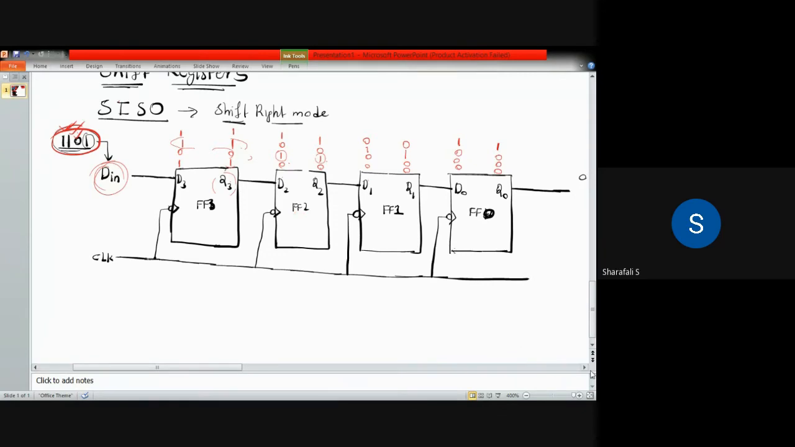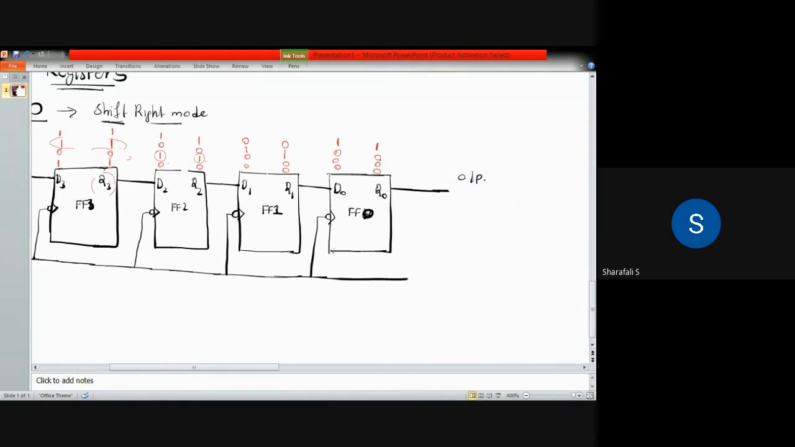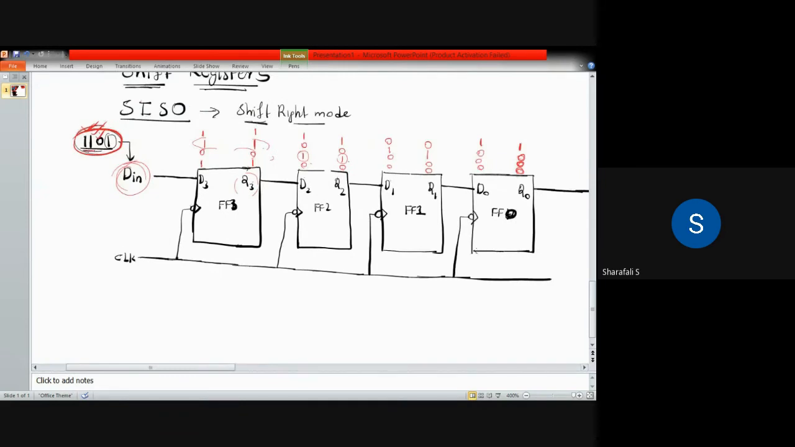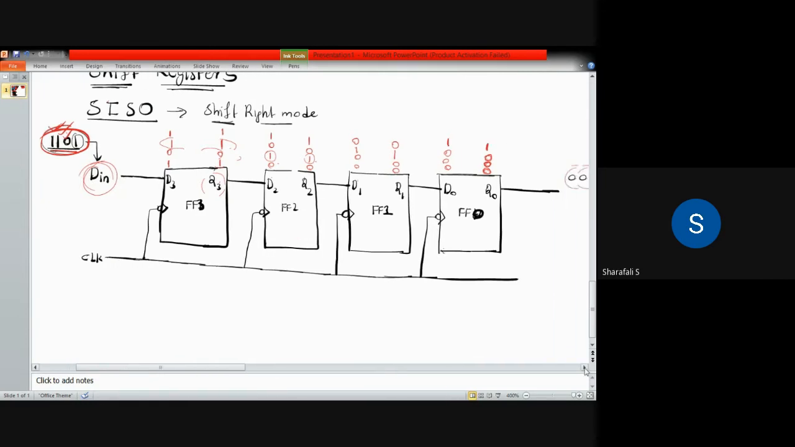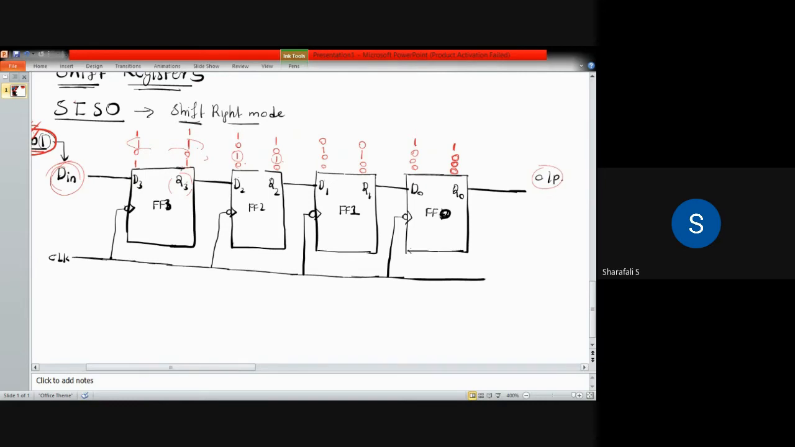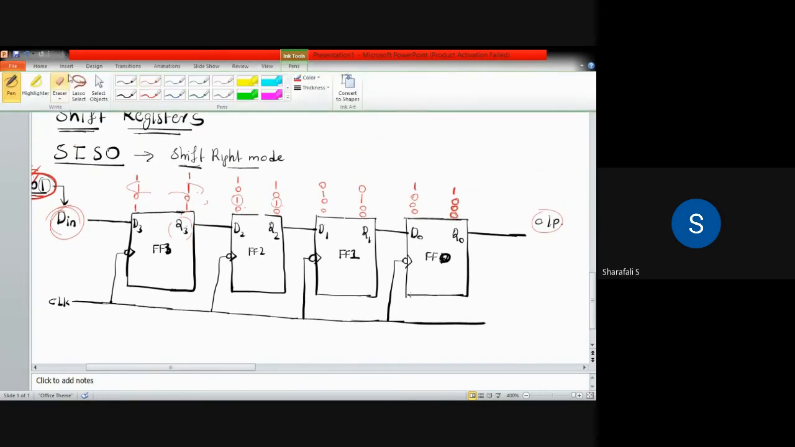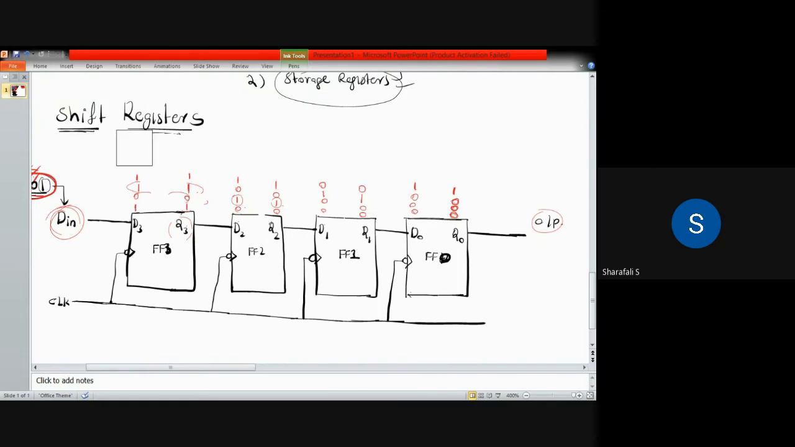Okay, so the output now is like first you got 0, then 0, then 0, then 1. But that is not the signal that you have given here. You gave 1101. So now we need more pulses. More clock pulses have to be given to this register. Then only it will shift further. I will just erase this to write on top of it.